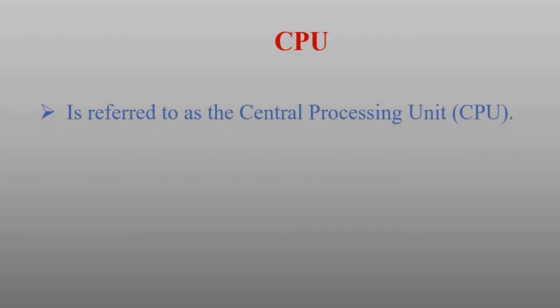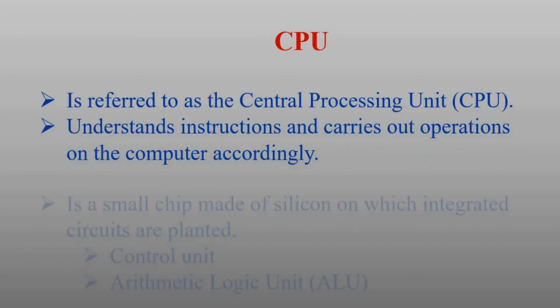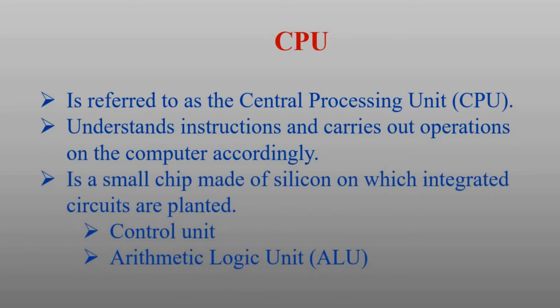The CPU contains two components. One is the control unit, another one is the arithmetic logic unit. After that, what is memory? Memory is a set of electronic components that can store instructions, data or information. So a memory consists of such electronic components.